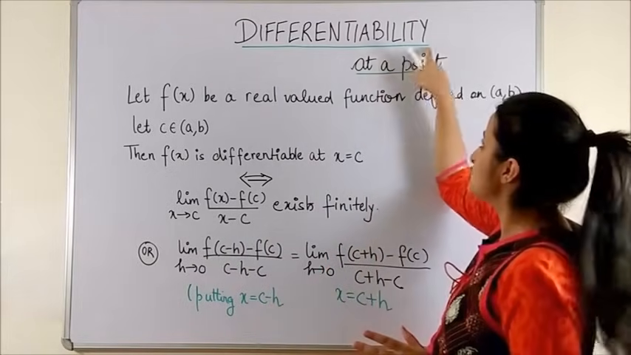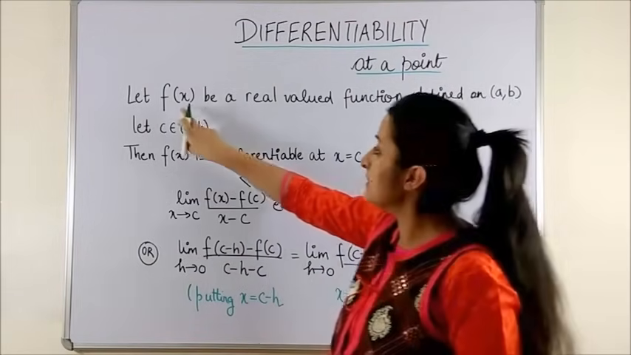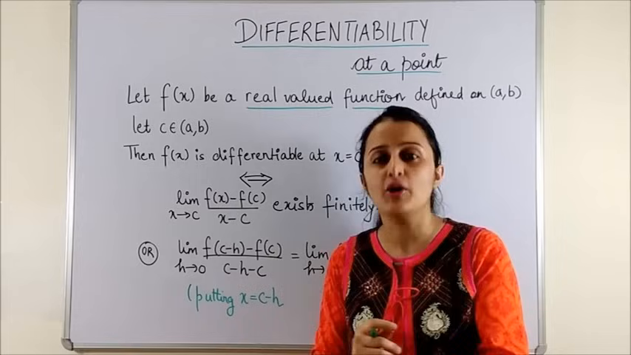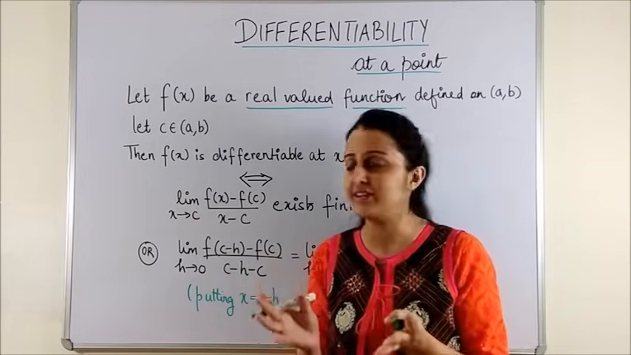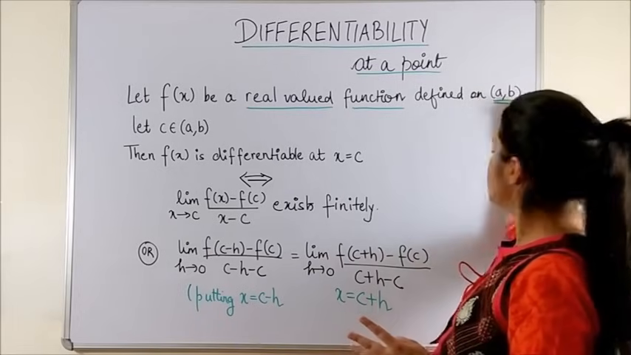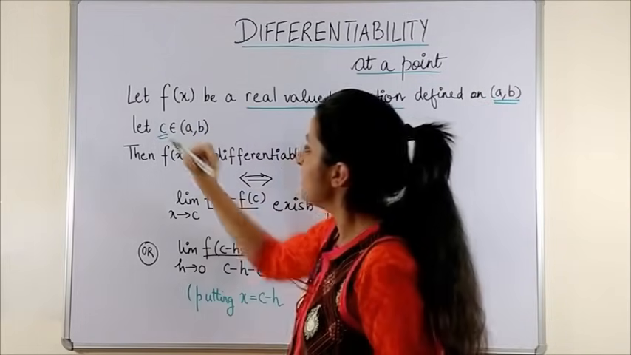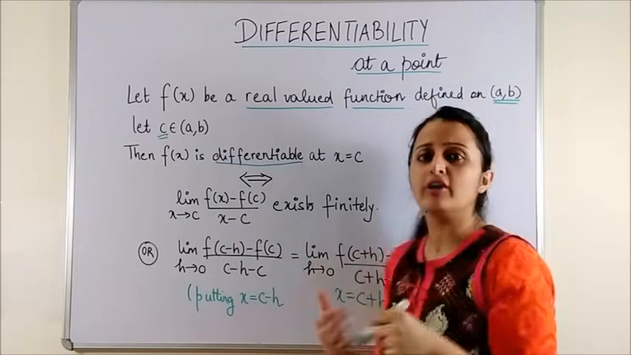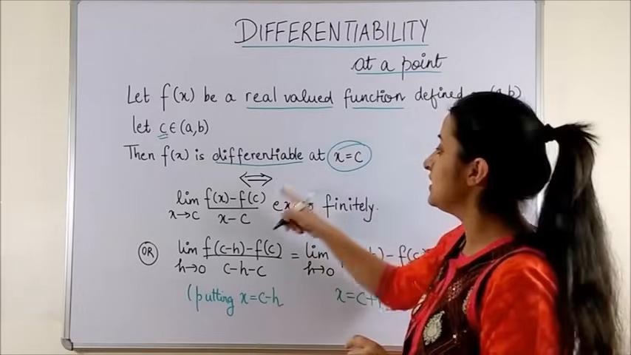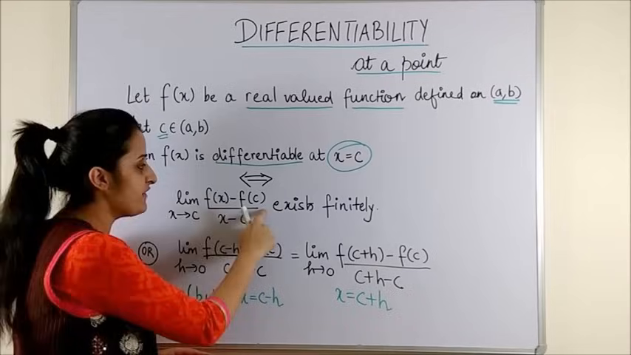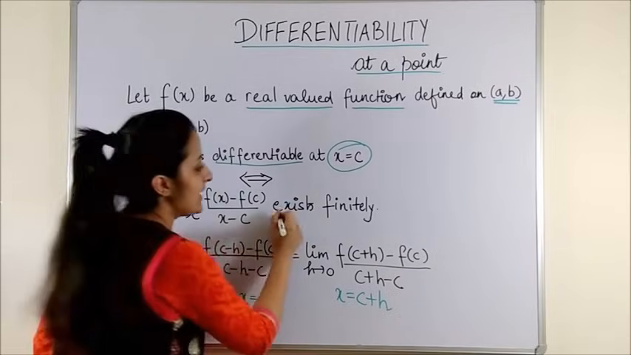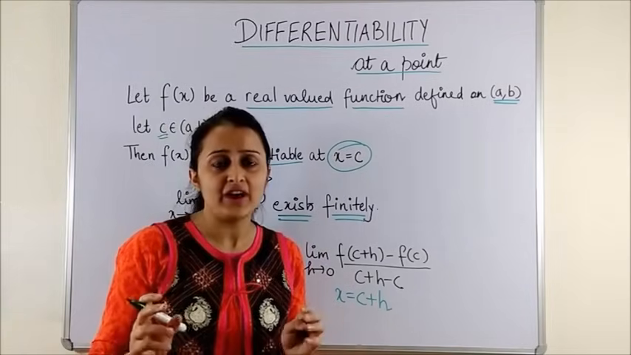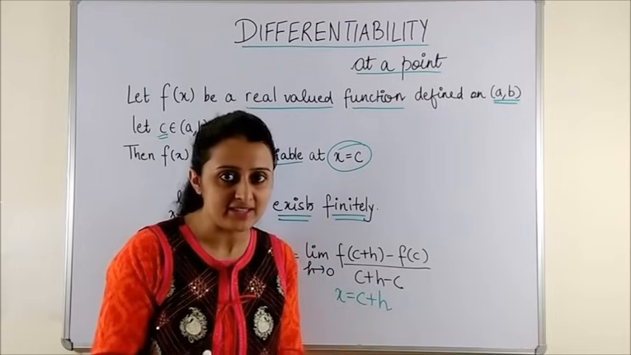So beginning with differentiability at a point, we begin by saying let f(x) be a real valued function. By this we mean that the output or the range of the function is reals, defined on a certain interval AB, and let c be a random point in AB. Then f(x) is said to be differentiable or derivable at x equal to c, provided limit x tending to c of (f(x) minus f(c)) upon (x minus c) exists finitely. Please note, it should have a finite value and should not be tending towards plus or minus infinity.